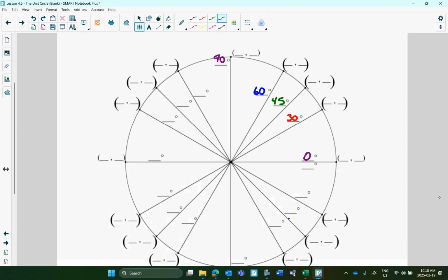So what were those points again? For 0, it was 1, 0. For 90, it was 0, 1. For 30, it was √3/2, comma 1/2. For 45, it was both of them √2/2. And for 60, it was 1/2, √3/2.